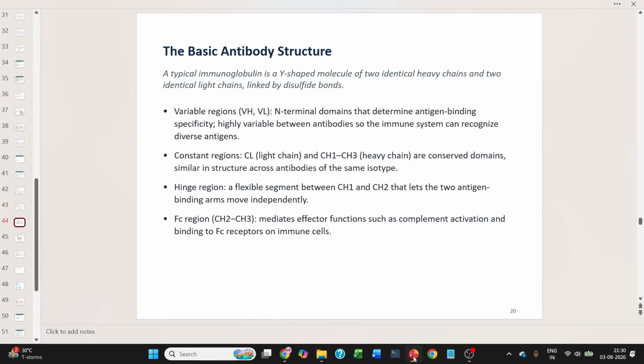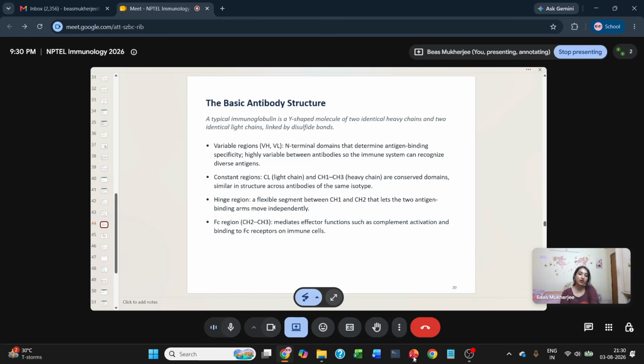Right. Now we come to the basic structure of an antibody. A typical immunoglobulin is a Y-shaped molecule with two identical heavy chains and two identical light chains linked together by a disulfide bond. Now, antibody is a very important topic, obviously. So expect questions from here, and also this is not a difficult part. So it's a scoring topic. So make sure that you learn very well about antibodies.